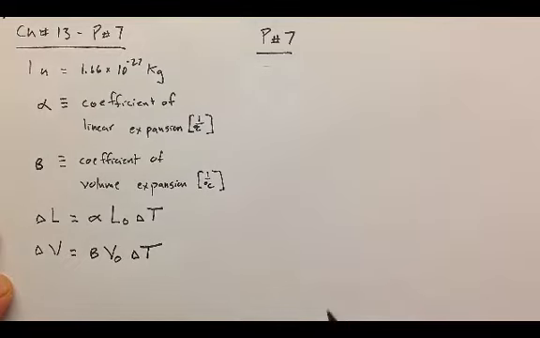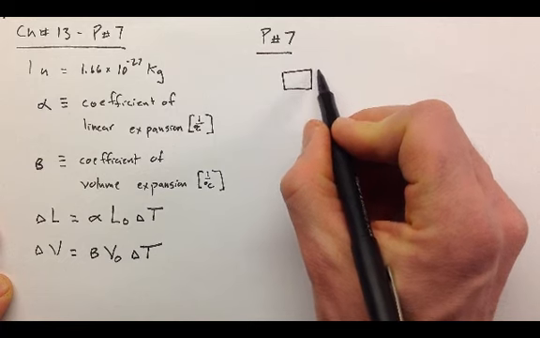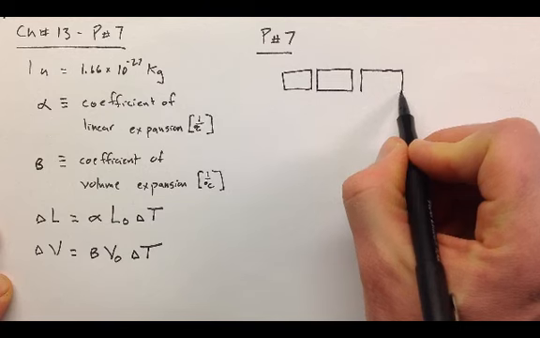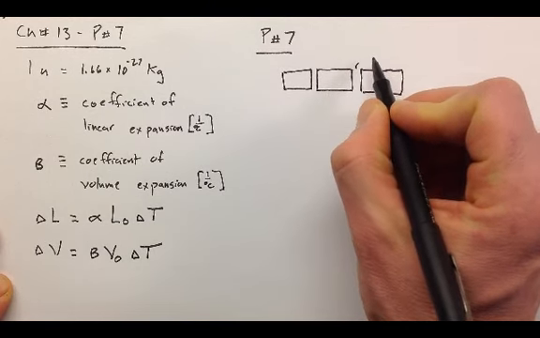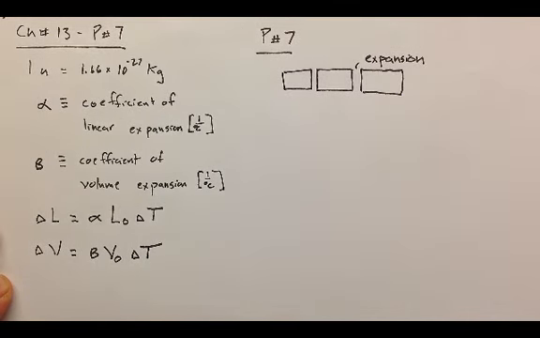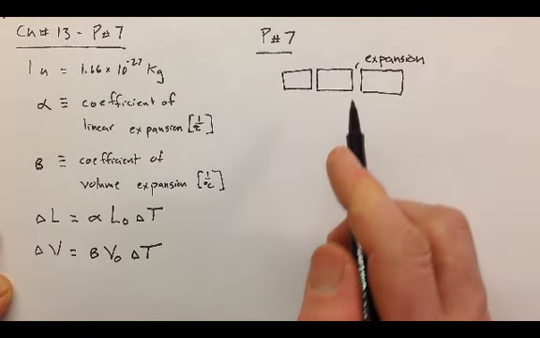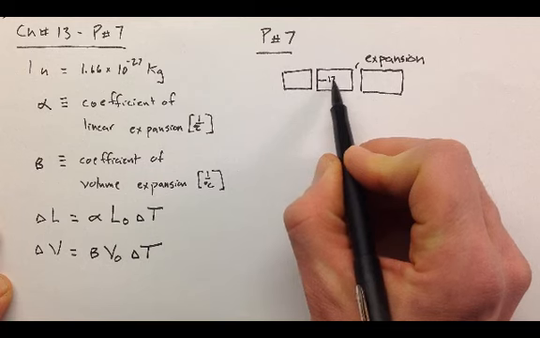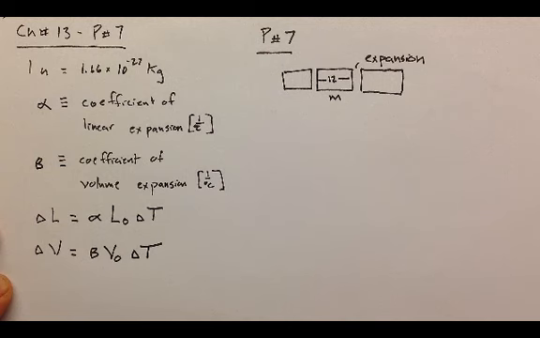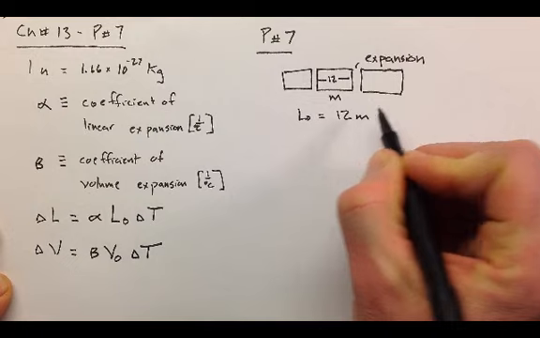Problem number 7 states that I have a sidewalk, a roadway, and it's made out of concrete, and it wants to know how large the expansion cracks should be. So we've all seen a sidewalk or a road that has expansion cracks. How wide should they be? We're told that the length of one of the slabs of roadway is 12 meters, okay? So that would be the original length.